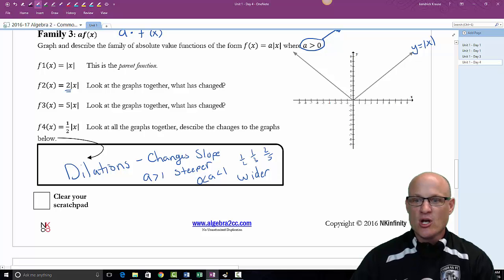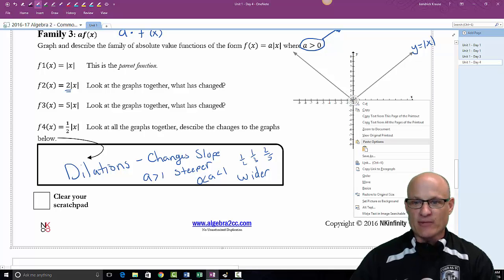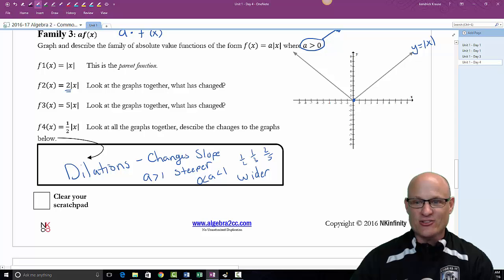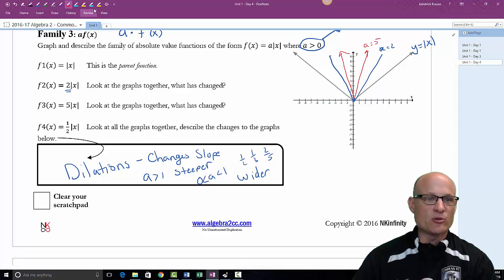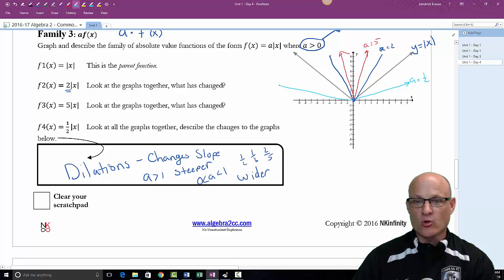And again, notice the y-intercept never changed. This is not a translation. It is strictly a dilation. So it got steeper with 2. So when a was equal to 2, and then when a was equal to 5, it got steeper still. But when a was equal to 1/2, it got wider. Okay, remember that. I'll be back.